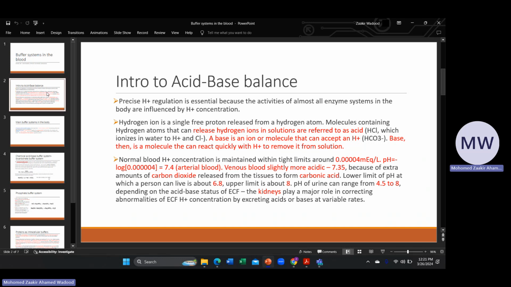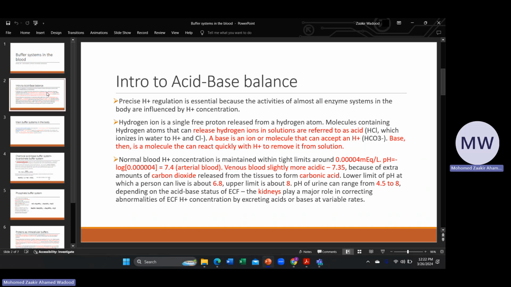Even in our blood, we have these tight limits and restrictions regarding the pH. For example, in the case of arterial blood, we have a pH of approximately 7.4, and this 0.00004 is just for illustrative purposes. Of course, you don't have to know it for the exam, but I just wanted to show that this is basically the proton concentration, meaning the amount of H plus ions or protons in a fully dissociated solution, which in this case is the blood. That would essentially be equivalent to a normal pH of 7.4.